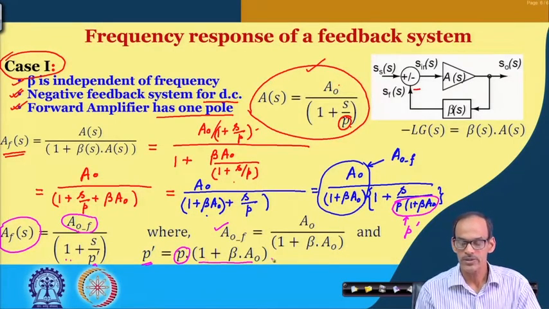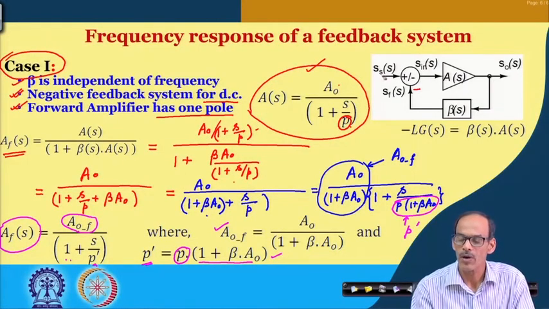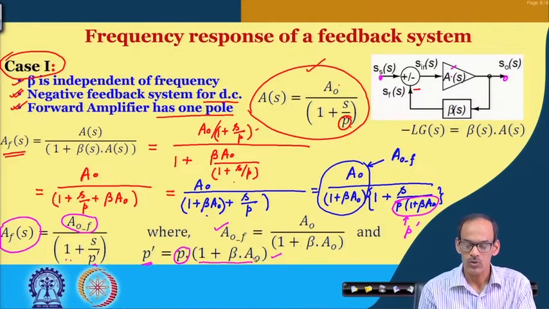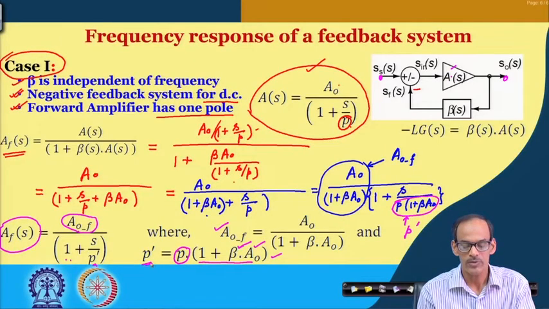So, this is what we get: the location of the pole of this feedback system, from primary input to primary output, is a function of the location of the pole here, and is multiplied by 1 plus beta into A naught. As I said, in this case this is independent of frequency, and this is also independent of frequency, which means that the location of P dash is clearly a shifted version of this P.